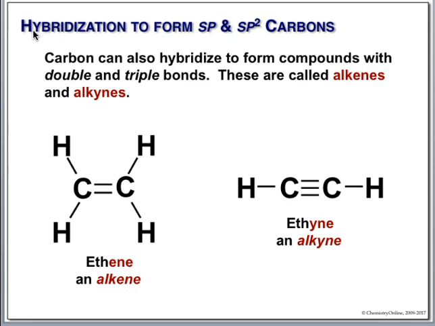Now the parent chain here is still 2 carbons, isn't it? In order to indicate that there are 2 carbons in our chain, this is an eth. In organic, eth means 2. Eth and eth. This is an example of an alkene. In an alkene, we have a double bond, and we tag on e-n-e at the end instead of ane. And that tells us we have a double bond. Here we have y-n-e for an alkyne. Again, we have a triple bond.